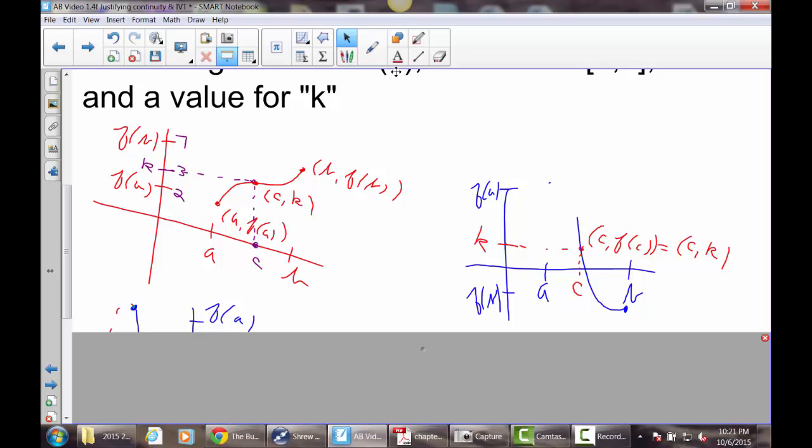Oops, except it's not all there. That's a problem. Okay, so let me do this, and let me do blue.